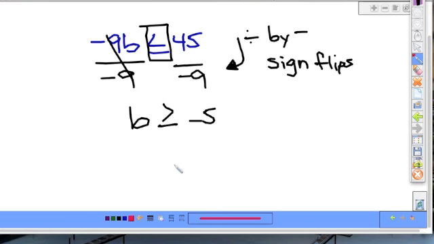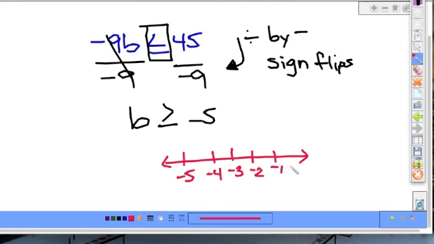And then we're going to graph this out. So this reads that b is going to be greater than or equal to negative 5. So we're going to start here with negative 5 because we know it has to be larger. Negative 4, negative 3, negative 2, negative 1, and so on. It's going to be a closed circle because it is equal to, and it's going to be larger than negative 5. So it's going to go in that direction.